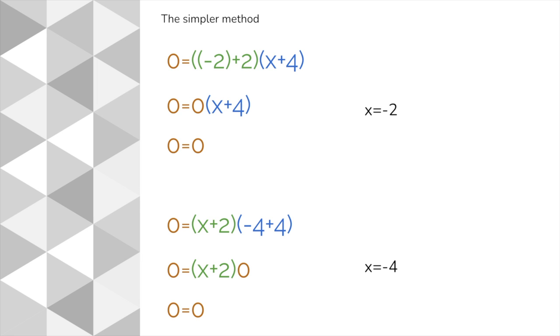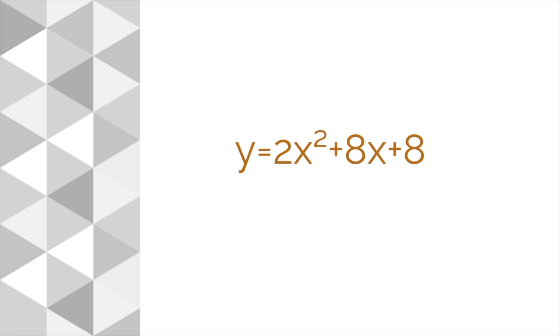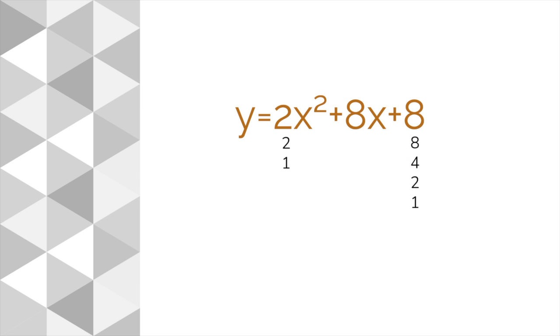Let's try another problem. Our second equation is 2x squared plus 8x plus 8, and we have to factor this equation to find our x values. Now, while we could use the quadratic formula to solve this, we can still use our simpler method. Let's start by listing our factors of the coefficient of a and the factors of our c value. Right away, you'll notice that our a value is 2, meaning that we actually have to pay attention to it this time.